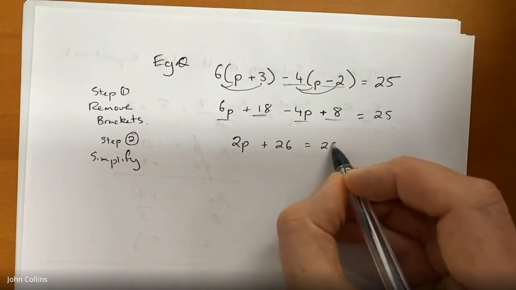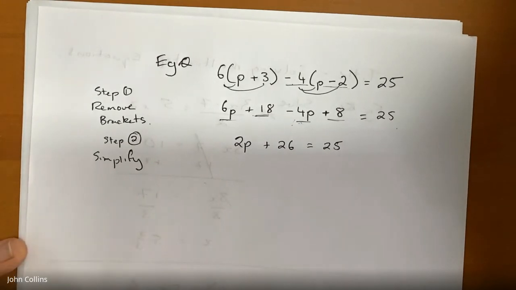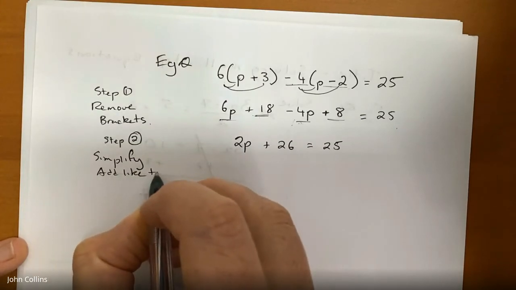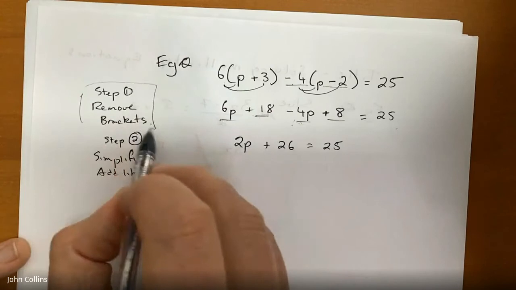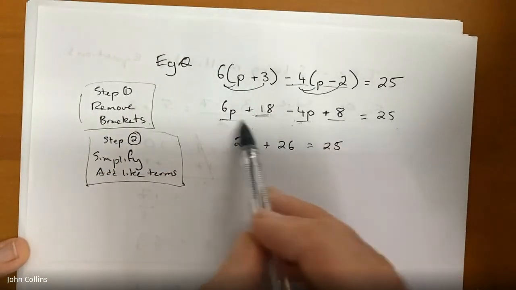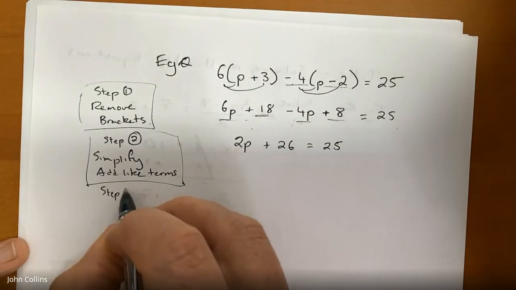So 2p plus 26 equals 25. No one's got the right answer yet in the chat. Okay, so simplify, so add like terms. If you ever can, add like terms. Step 1 was to remove brackets. Step 2 was to simplify and add the like terms on the same side. And step 3 then is finally to solve.